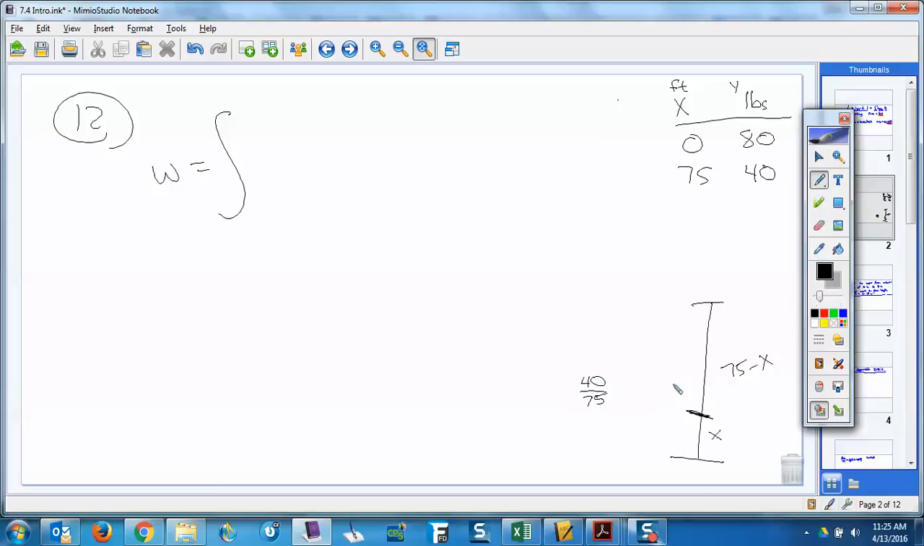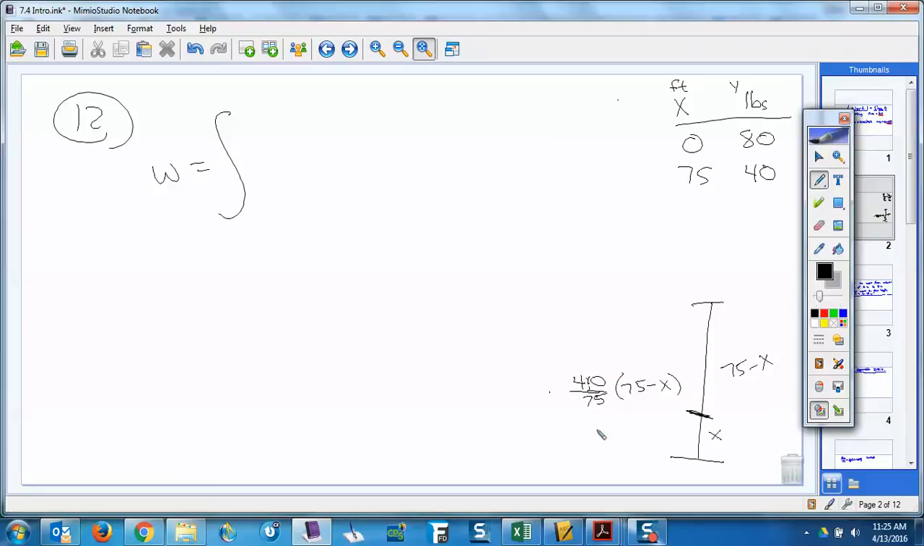So at 0 feet, well, wait a minute. Let me think about that. So at 0 feet, and then if we do 75 minus x, okay? So when x is 0, oh, you're right, that would just be 40. So we want 80 when x is 75. Yeah, I'm sorry. I was right the first time. But we'd have to make an adjustment to this. So we're losing 40/75 pounds per foot.